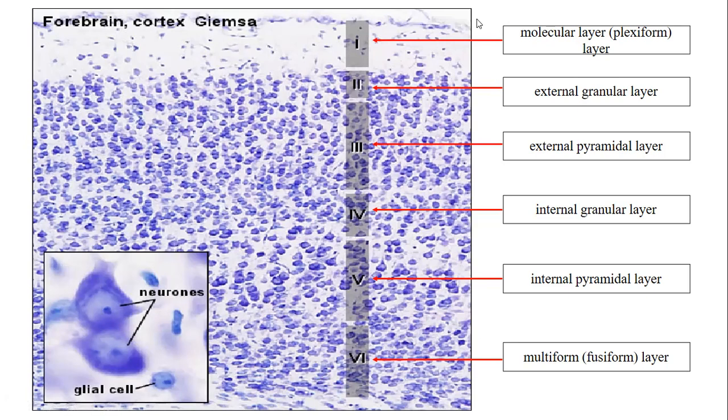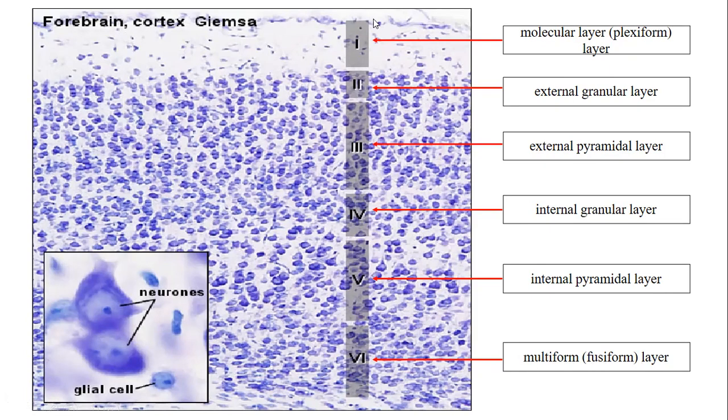The layer number 1 is the molecular layer. Layer number 2 is the external granular layer. Layer number 3 is the external pyramidal layer. Layer number 4 is the internal granular layer. Layer number 5 is the internal pyramidal layer, and layer number 6 is the multiform layer.